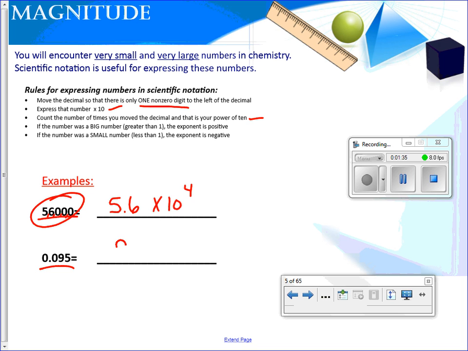The next one, move your decimal so there's one number to the left, and do times 10, and then count how many places you moved it. 1, 2. And then decide whether this exponent gets a negative or a positive. In this case, this number is less than 1, so you put a negative on there.